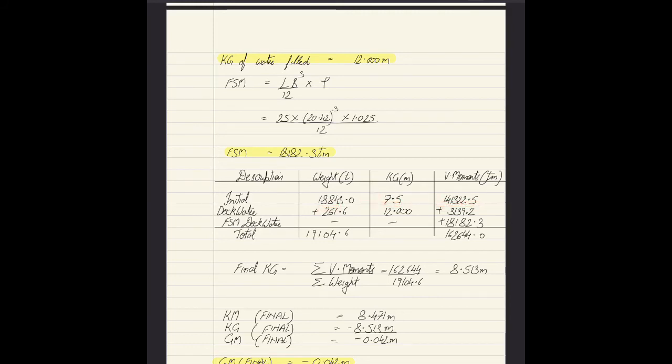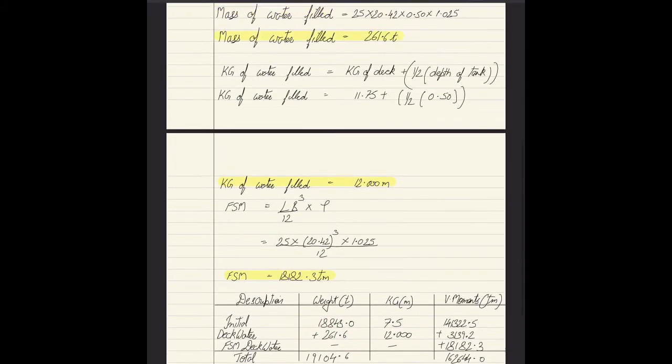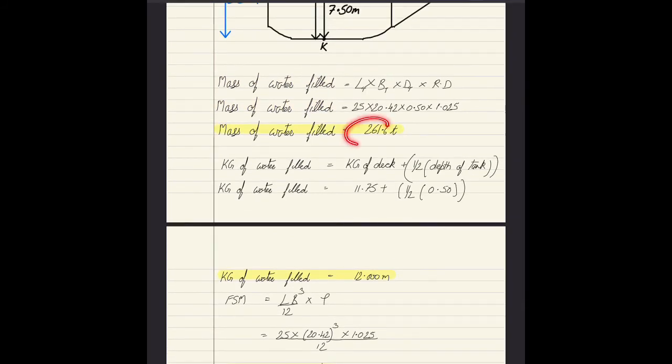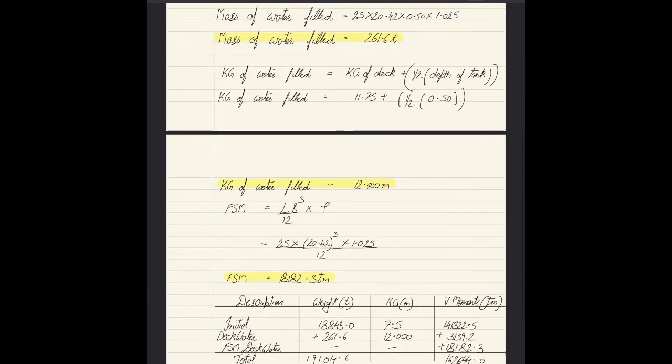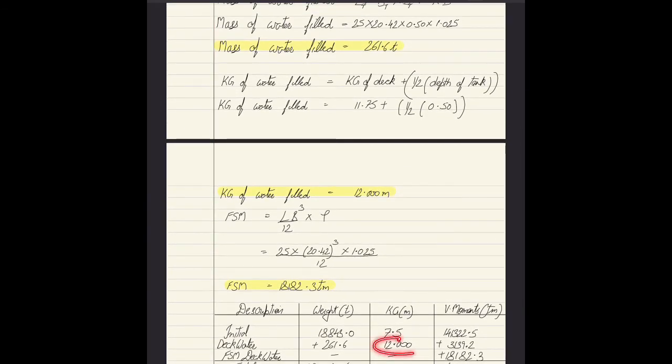The second thing we'll add is the deck water, which we have calculated as 261.6 tons and its KG as 12 meters. So when we multiply these two values, we will get associated vertical moments. This weight of deck water has been obtained from this part, and the KG of this deck water has been obtained from this part.